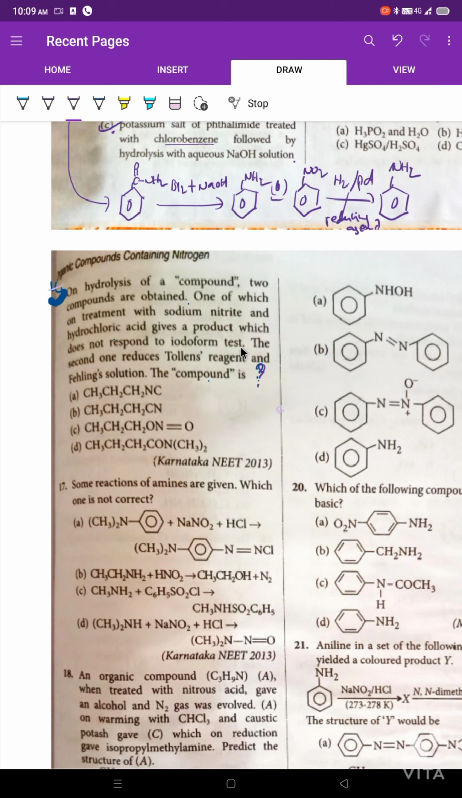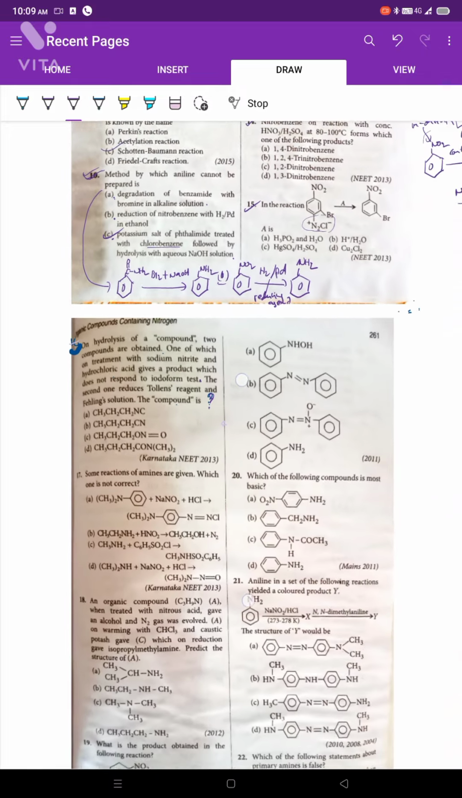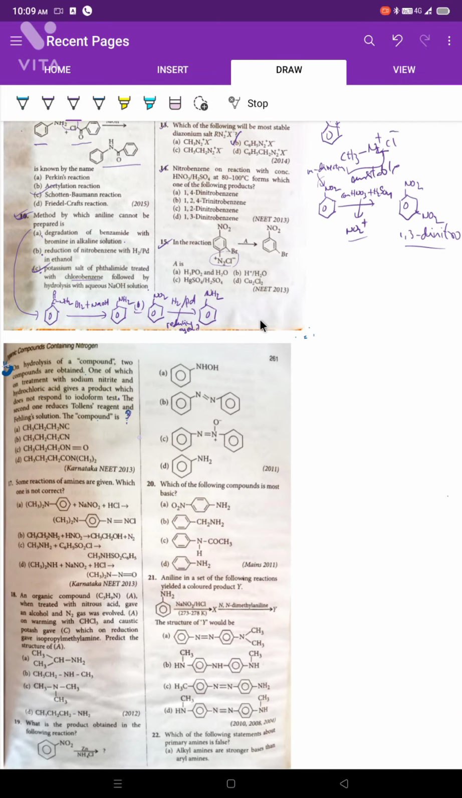One of which on treatment with sodium nitrite and hydrochloric acid gives a product which does not respond to the iodoform test. This is the first point. The second reduces Tollens and Fehling. The compound is. Let us take an example for that. First of all, take option A, then write a suitable answer for it.